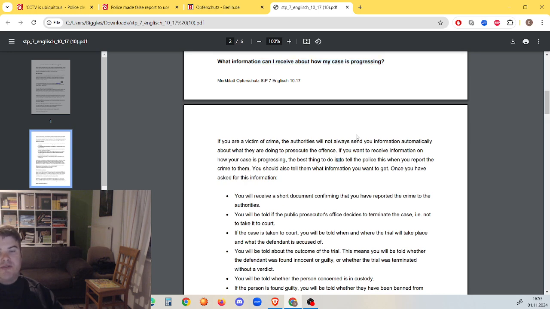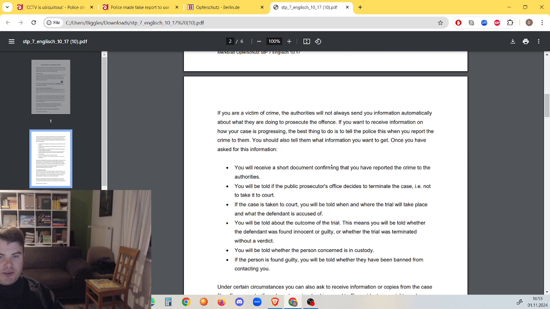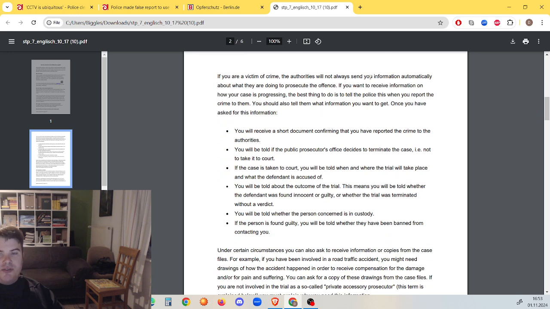And this is for this particular part here. What information can I receive about my case and how it is progressing? If you are a victim of a crime, the authorities will not always send you information automatically about what they are doing to prosecute the offence. If you want to receive information on how your case is progressing, the best thing to do is to tell the police this when you report the crime to them. You should also tell them what information you want to get. Once you have asked for this information, you will receive a short document confirming that you have reported the crime to the authorities.